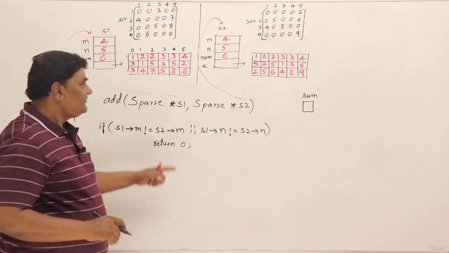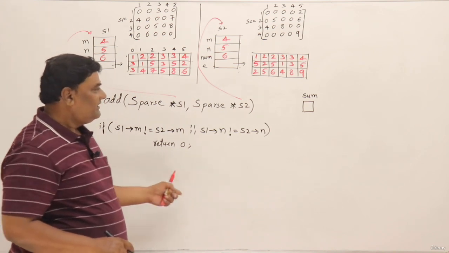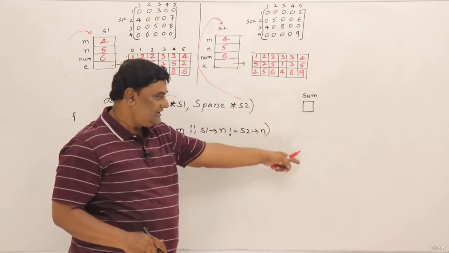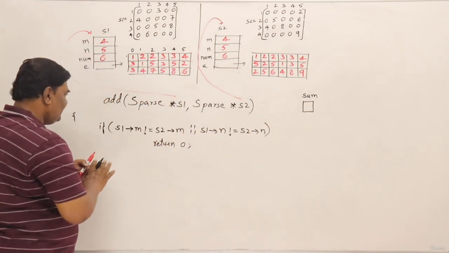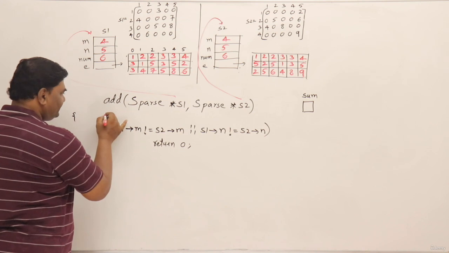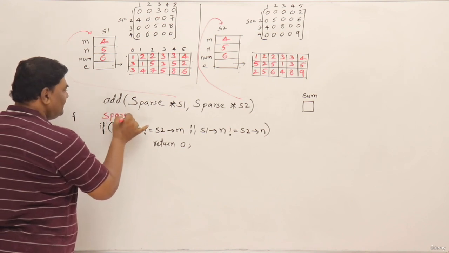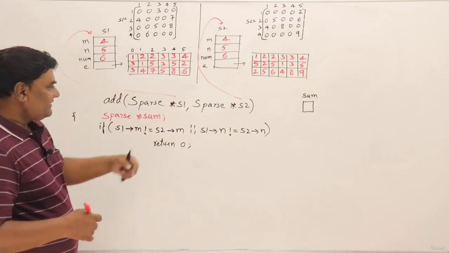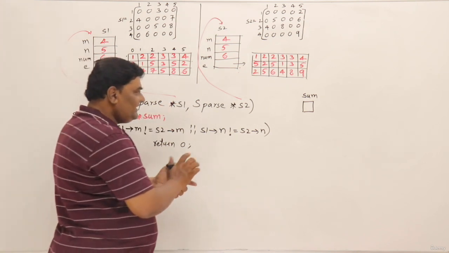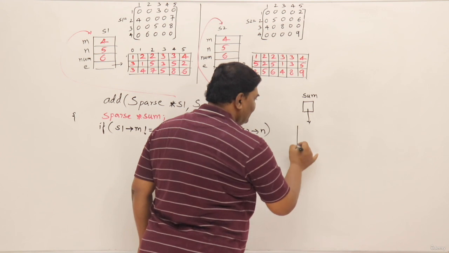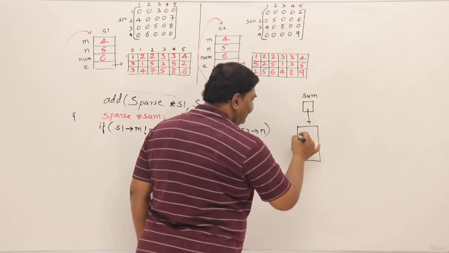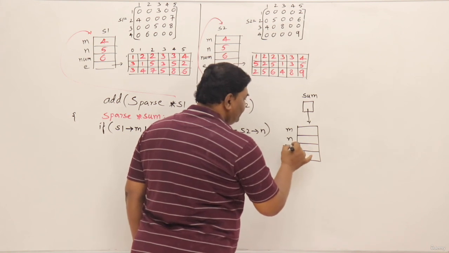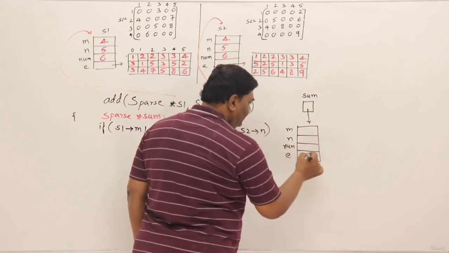How to do that? So for adding, first of all, I should create a third object. So here already I have taken a pointer called sum. So for that I will create an object. So for that I should have a pointer inside this function, that is sparse pointer sum. So that is a pointer. So to that pointer I should create an object of sparse matrix having m, n, number of elements, and also a pointer e.